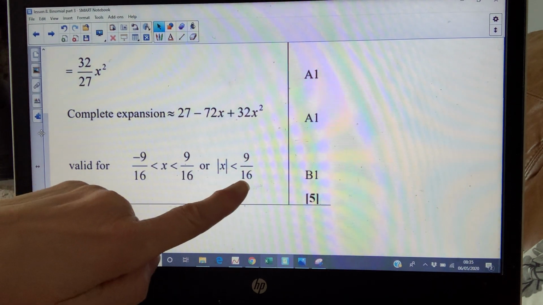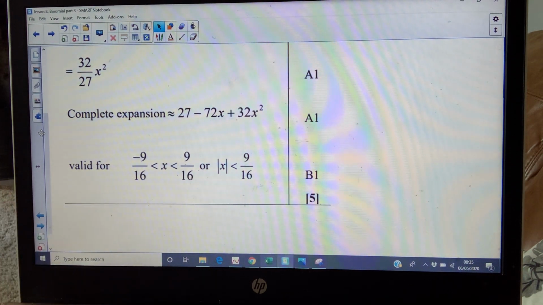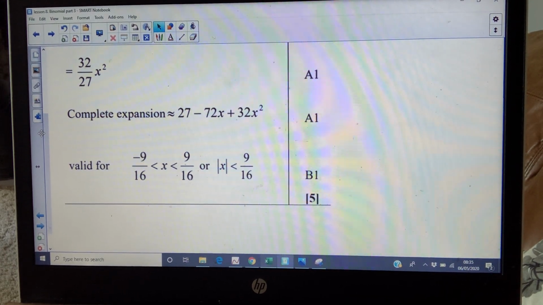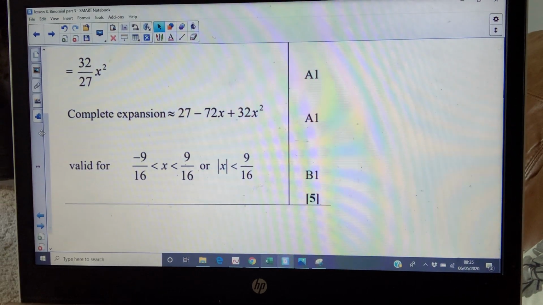You could see you could have that one or that one, but you couldn't have left it as the modulus of 16/9 x being less than 1. It has to be rearranged to a single x.